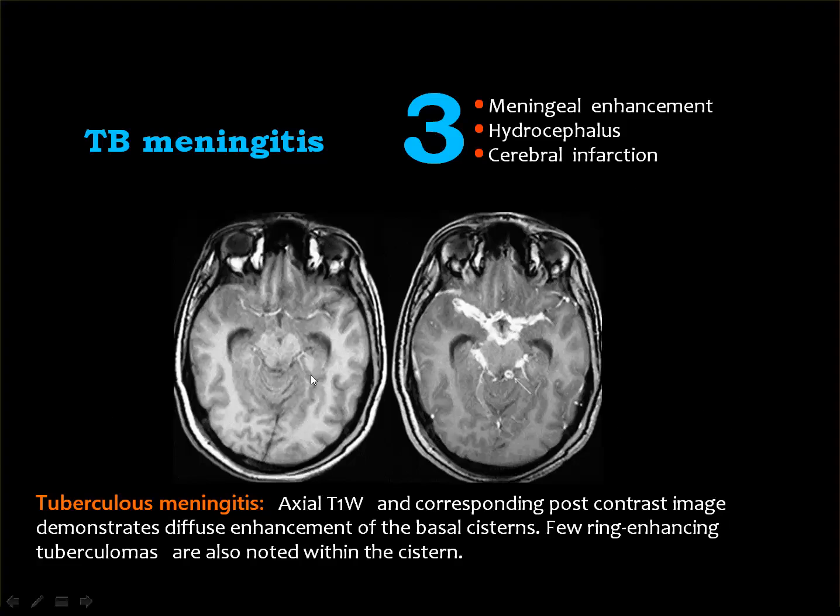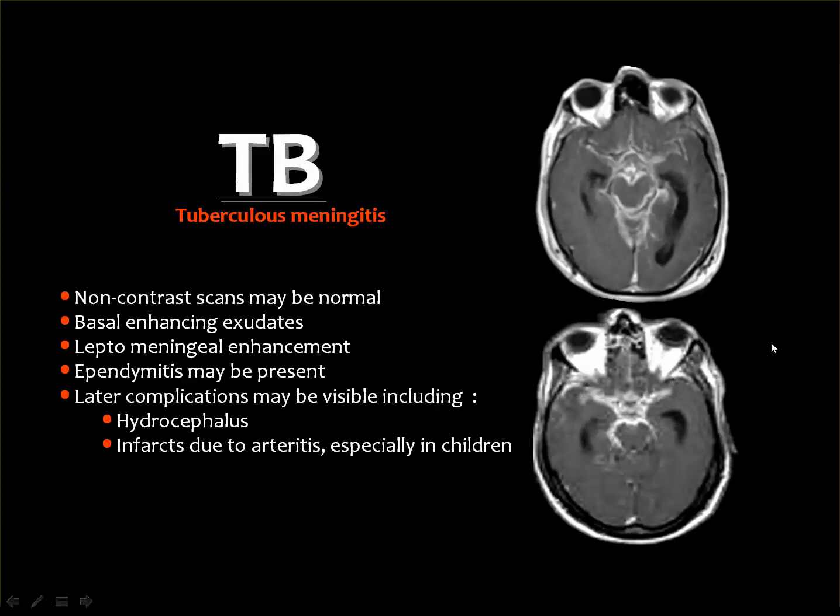As you can see here, this is the pre-contrast T1 weighted image and the post-contrast scan, and you can easily appreciate the enhancement in the basal cisterns, as well as the sylvian cistern, as well as the quadrigeminal cistern, what is known as leptomeningitis. And of course, a common association is the distension of the temporal horns of the ventricles, denoting the presence of hydrocephalus.